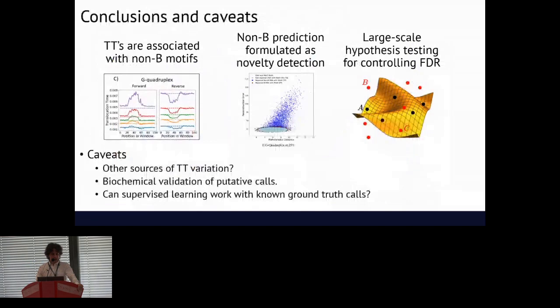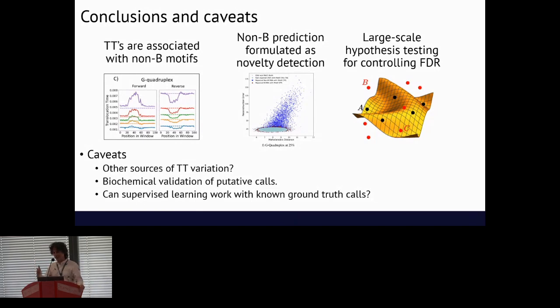Okay, just to conclude, we did find that translocation times are associated at least with non-B sequence motifs. We formulated this problem as semi-supervised learning with a PU learning formulation. It seemed to work better. And then we have this large-scale hypothesis testing framework that enabled us to do this without any ground truth.